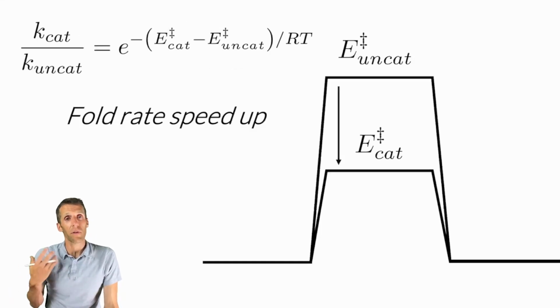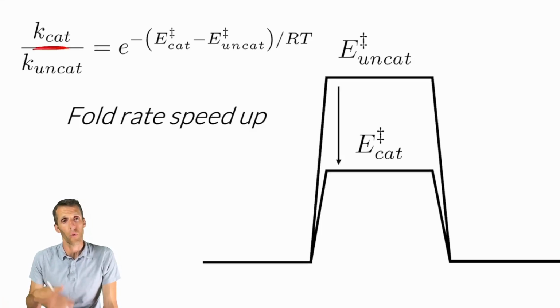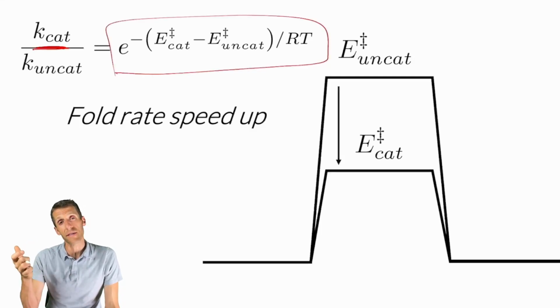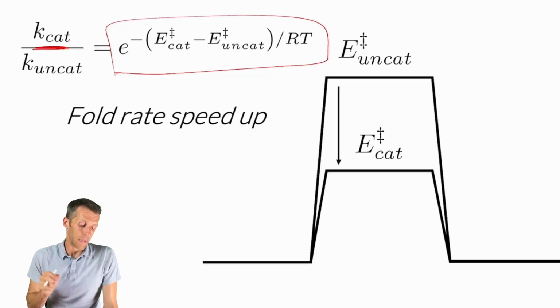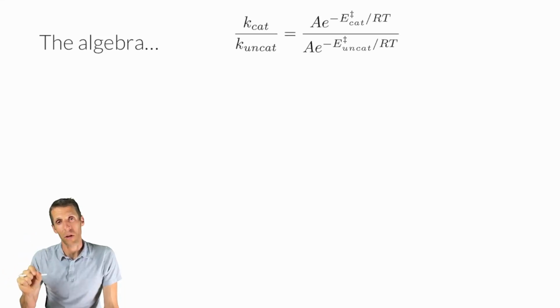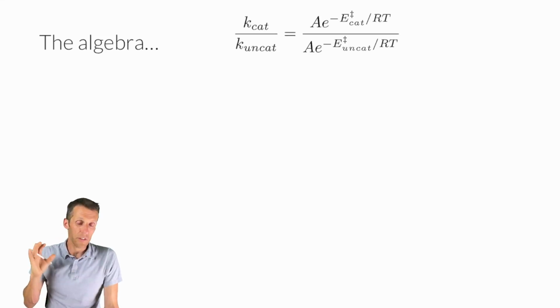And it turns out you can relate this to the change in the activation energy by the following relationship. So you've got kcat over k uncat, the fold rate speed up, is given by this, which is basically e to the difference in the activation energies over RT. Now, I've said multiple times in this that I'm a big fan of math. I don't want to throw a lot of math at you in a video because it's tedious. But I do want to show you the algebra.